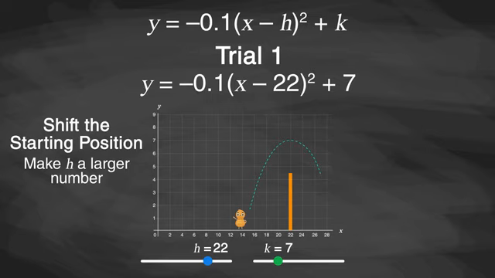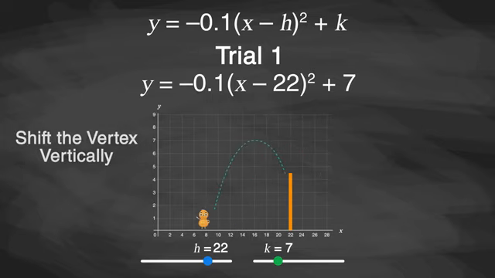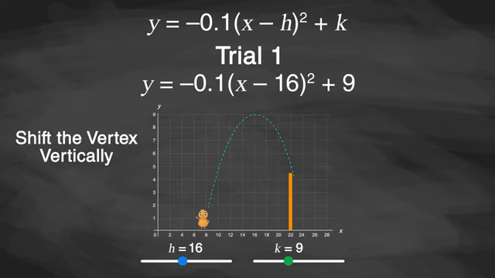Stay in the same starting position. Change the value of k, which is the vertical coordinate of the vertex, to 9, so that the vertex is at coordinate (16, 9). And there is still enough vertical distance to clear the 4.5 unit tall wall when x is 22. The new equation would be y equals negative 0.1 times (x minus 16) squared plus 9.